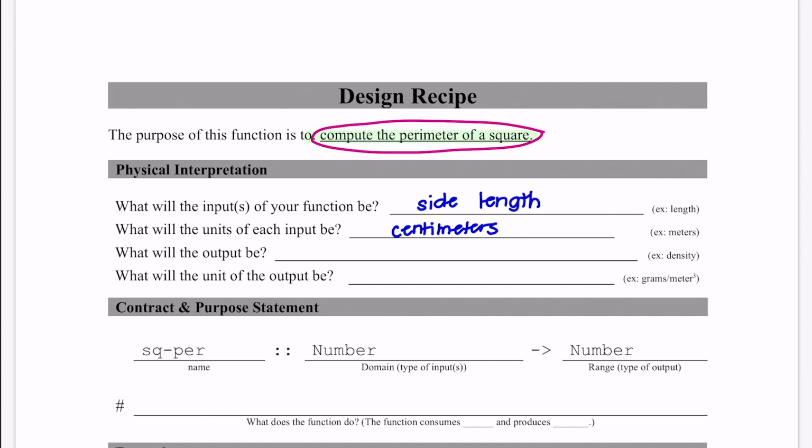Next, we will have the output be perimeter, and we're just going to write that here. The unit of the perimeter is going to be centimeters.